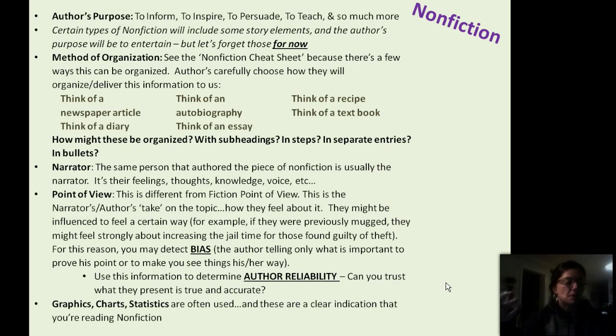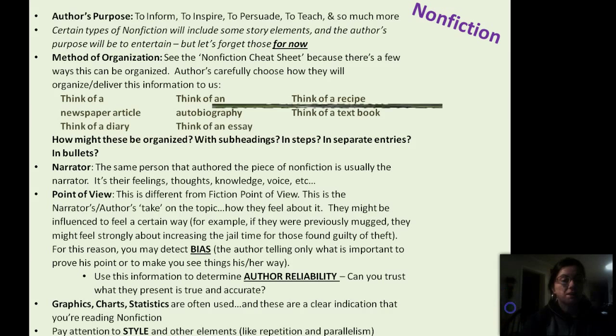And finally, we have graphics, charts, and statistics in nonfiction. So those are a dead ringer for nonfiction. When you see those, it's a clear indication that you're reading nonfiction. And finally, pay attention to style and other elements like repetition and parallelism, which you're going to see in Malala's speech. If you don't know what I'm talking about, wait till you get to your read assignment. So that's nonfiction in a nutshell.